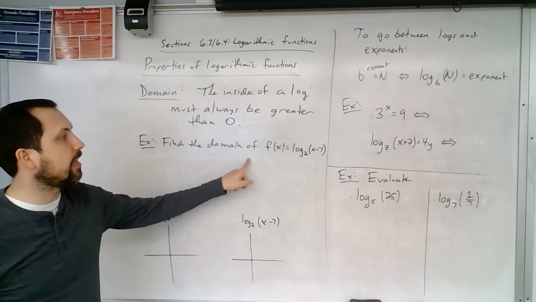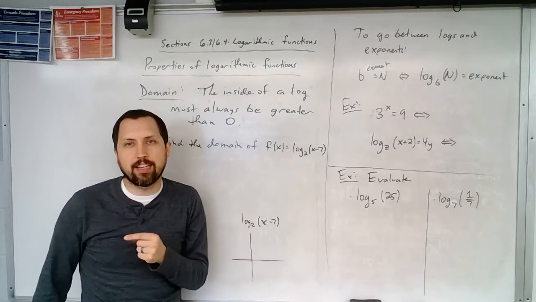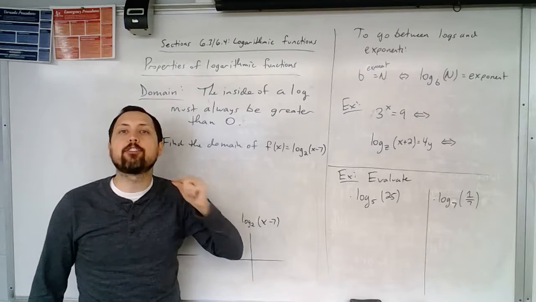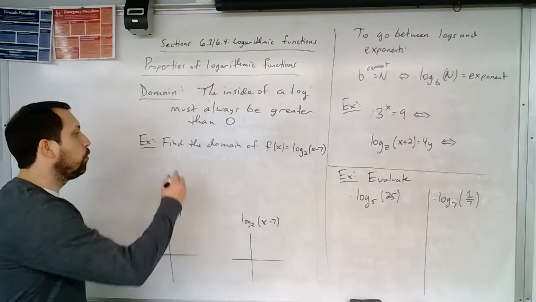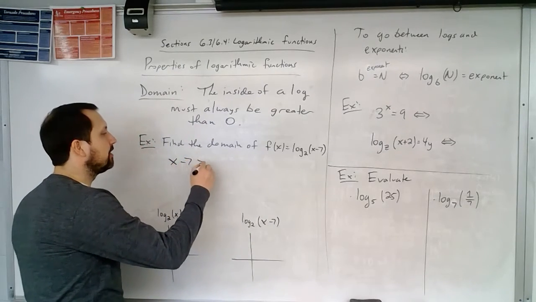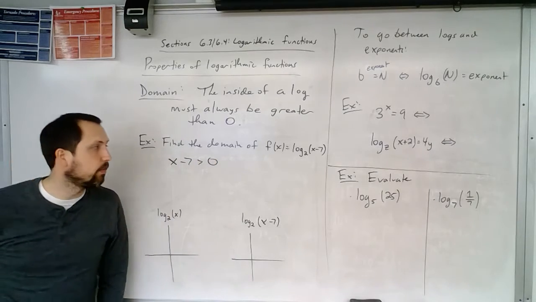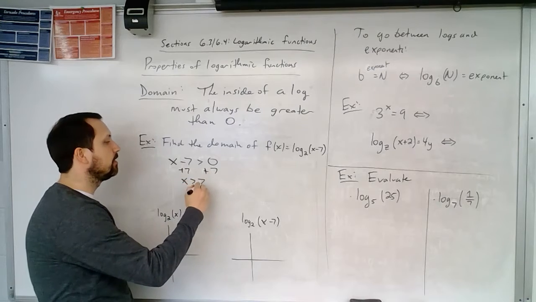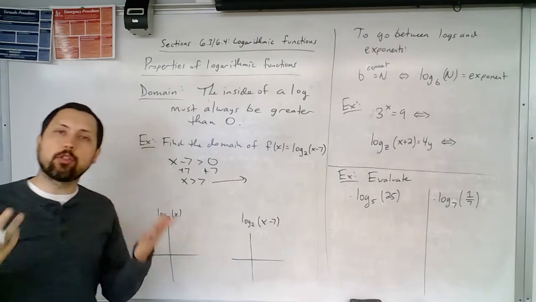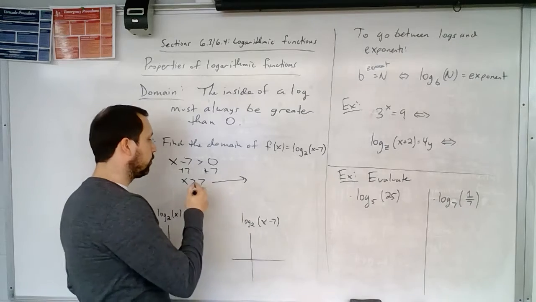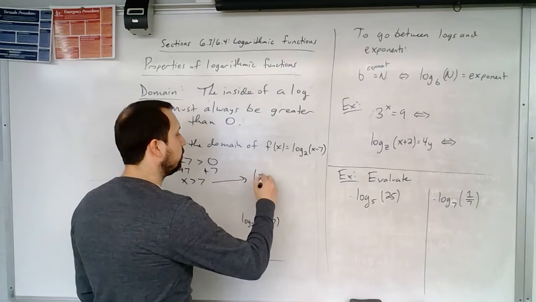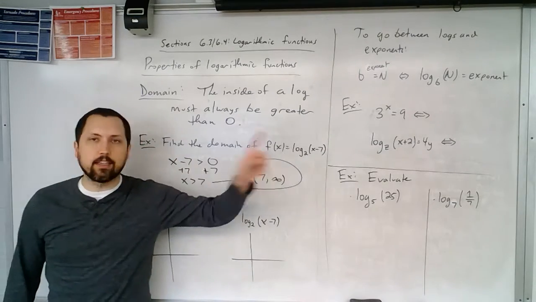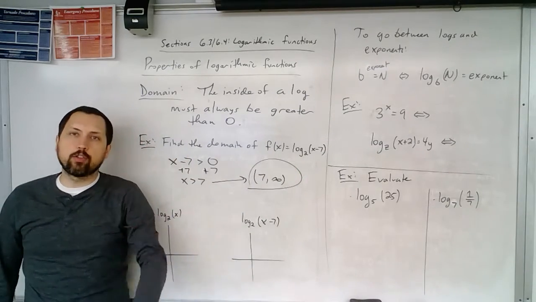So if we look at this example, f of x equals log base 2 of x minus 7, we're saying the inside of the log, x minus 7, has to be larger than 0. So we are trying to solve x minus 7 is larger than 0. Inequalities, hopefully you're comfortable with this. You add 7, so we're saying x is larger than 7. And remember, domains we usually write in interval notation. So x is larger than 7 goes from 7 to infinity. This is the domain, wherever the inside is larger than 0.